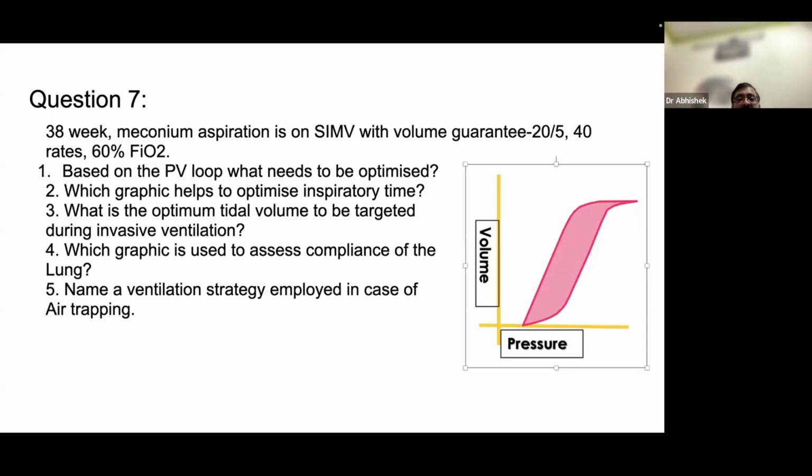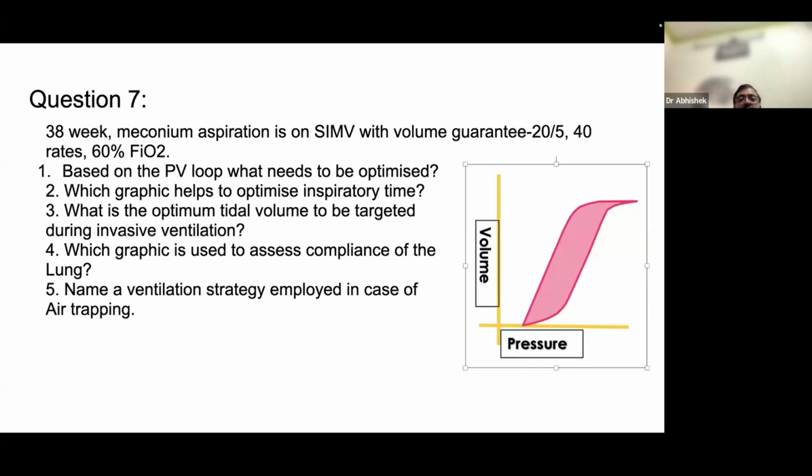Yeah, it is 4 to 6 ml per kg. Divya and Mitali, it is 4 to 6. Which graphic is used to assess compliance of the lung? Remember, it is PV loop, not flow volume loop. PV loop. Name a ventilation strategy employed in case you have air trapping.